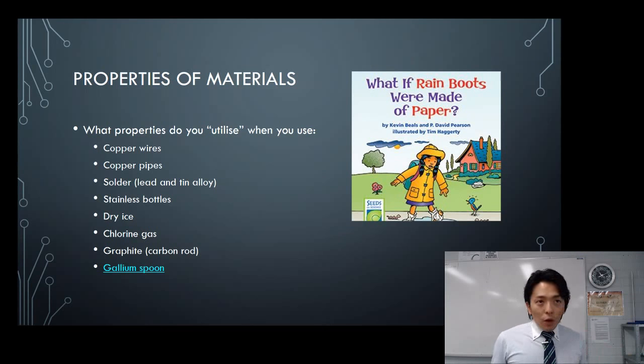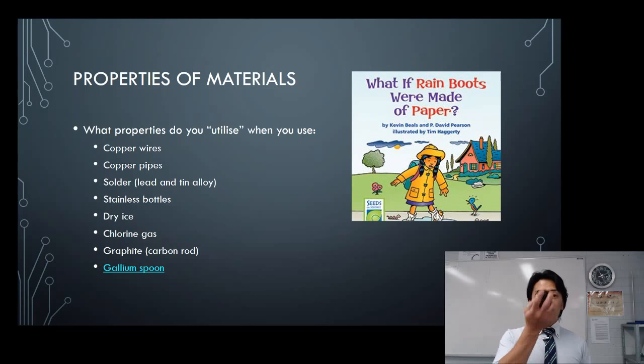Usually paper is not used for rain boots. What's the purpose of rain boots? They should stop water from coming into shoes so that your feet don't get wet. And they need to be fairly soft, otherwise it's pretty uncomfortable to walk in, like wooden shoes that you can get in Holland, I suppose. So what do we utilize? What sort of properties do we utilize in our daily lives? That's what I'd like you to think about.